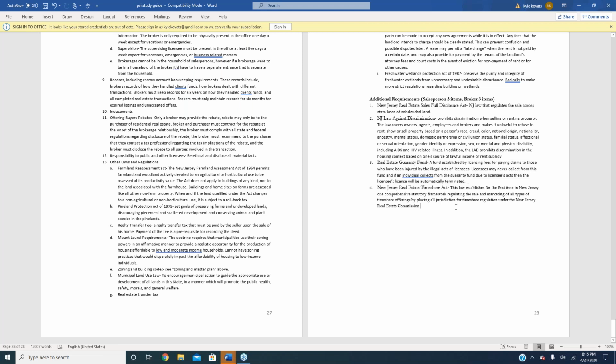Timeshares, I don't think we'll ask about those, but if you are selling timeshares in New Jersey for New Jersey properties, you are supposed to have a real estate license.